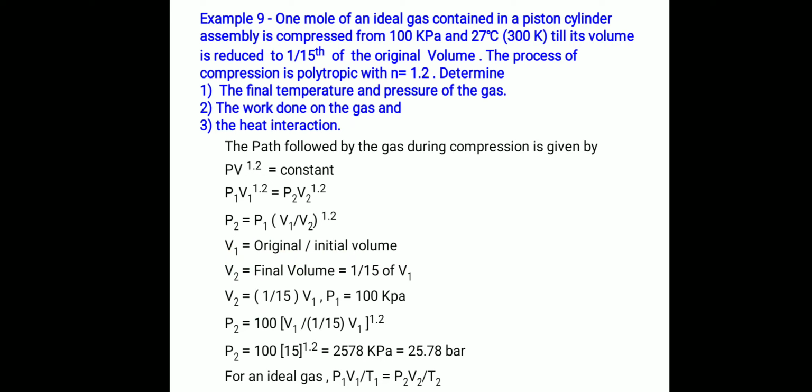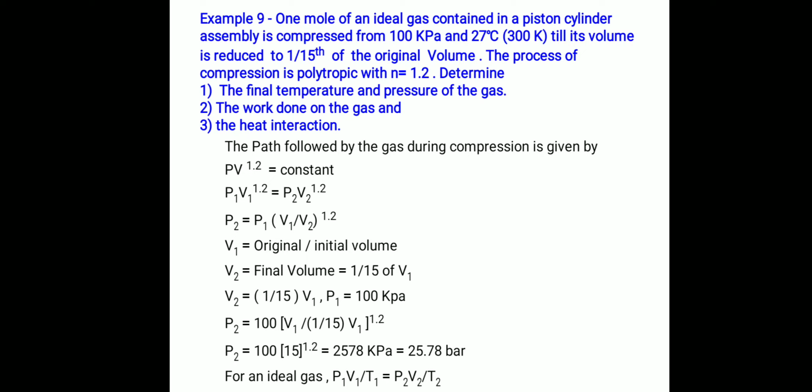So the process of compression is polytropic. It is mentioned that it is a polytropic compression system, with the value of n equal to 1.2. Determine the final temperature and pressure of the gas, work done, and heat interaction.